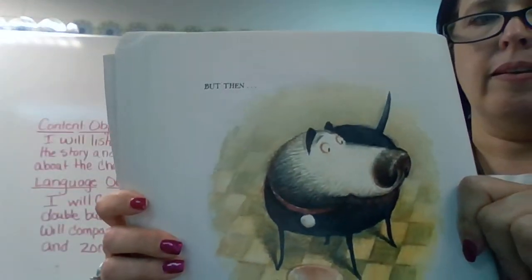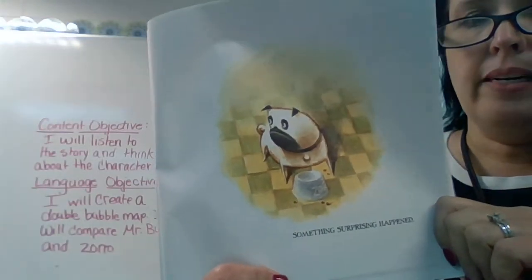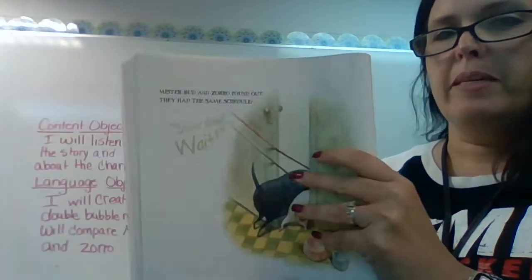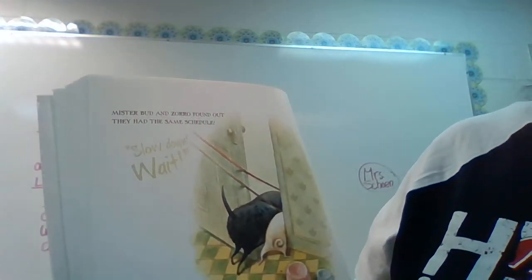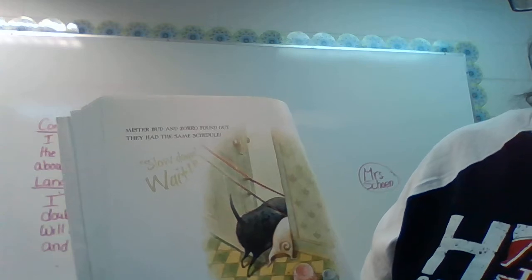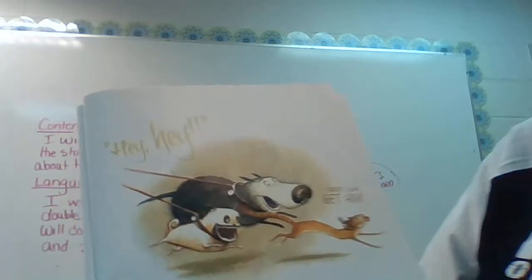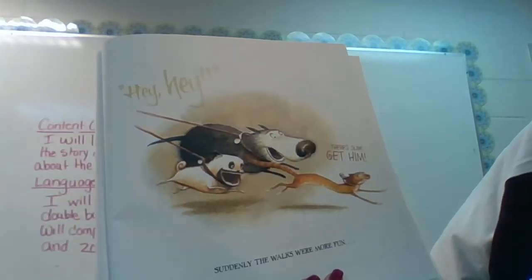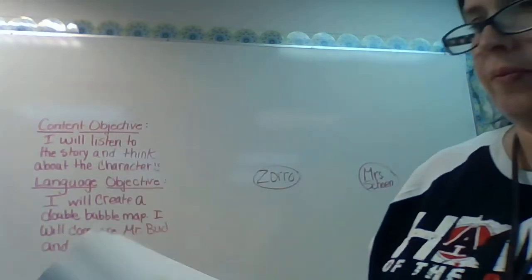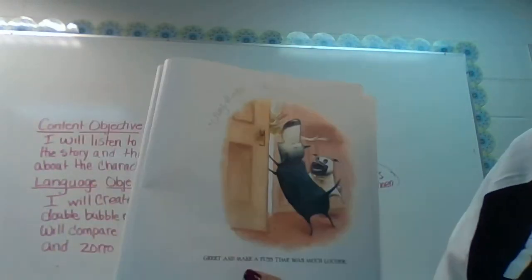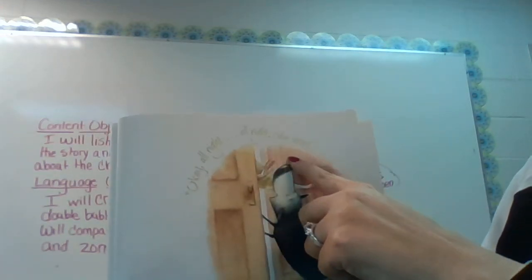But then something surprising happened. Mr. Bud found out, and Zorro found out they had the same schedule. Wait, slow down, she says, trying to get them both out the door. Hey, hey, there's Slim, get him. Suddenly the walks were more fun. Nap time was more comfortable. Greet and make a fuss time was much louder. Okay, all right, calm down.